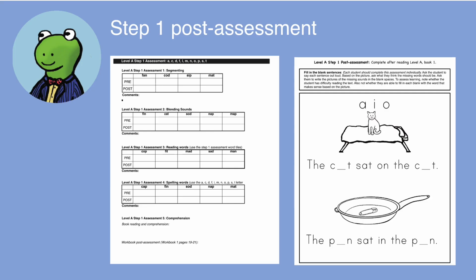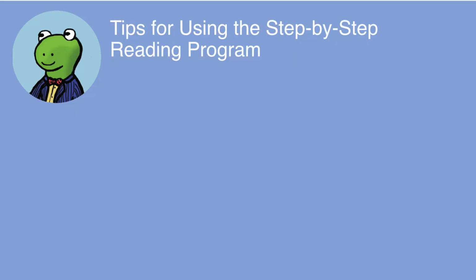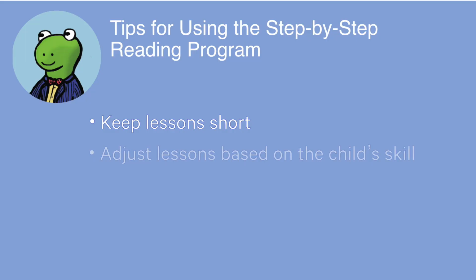That, in a nutshell, describes how the step-by-step reading program works. I'll end by giving a few tips on using the program. First, keep lessons short. I recommend that young students work no more than half an hour at one sitting. Second, adjust the lessons based on the child's skill level. For example, if, during a whiteboard exercise, a child struggles to find the correct letter tiles to spell a word, you may remove some tiles, leaving only tiles necessary to spell that word.